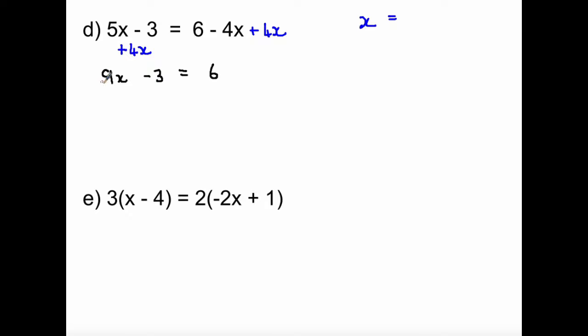So what we're going to do now, we want the x by itself, so we want to remove the negative 3, so we need to add 3 here, and we need to add 3 here. So what I'll be left with is 9x. Minus 3 plus 3 is 0, and then I have 6 plus 3 is 9. Cool. In order to get the x by itself, I need to divide by 9, because 9 divided by 9 is 1, and 9 divided by 9 is 1, and therefore x is equal to 1.